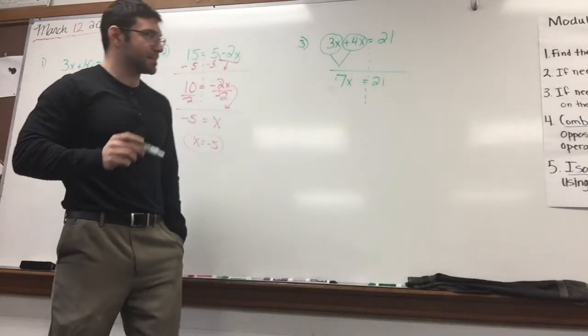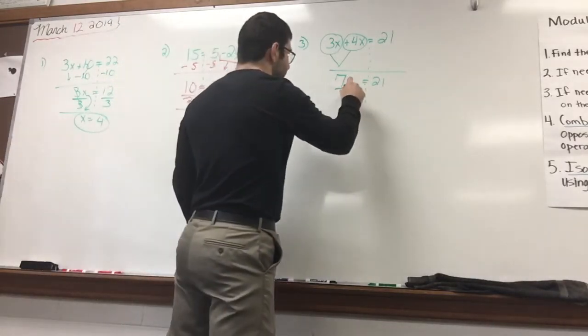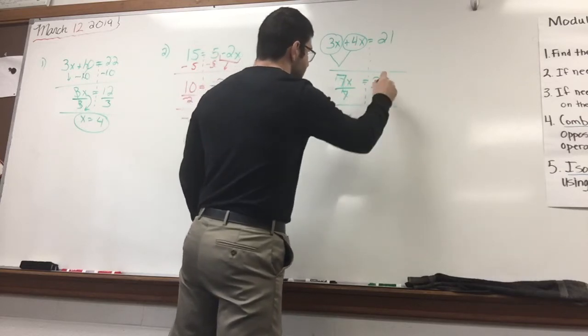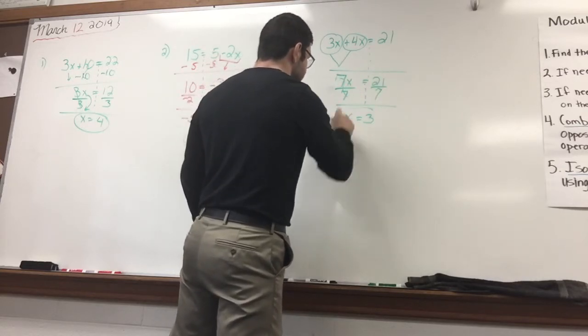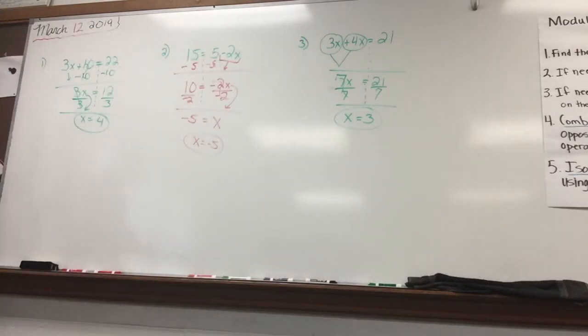Step 5 says isolate the variable. Divide both sides by 7. 7 divided by 7 is 1x. 21 divided by 7 is 3. And I would say I saw about 75 or 80% of you who got that one. Hand on the heart if you got that one right. Maybe even more than that.